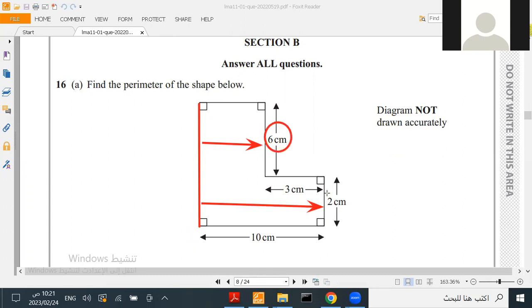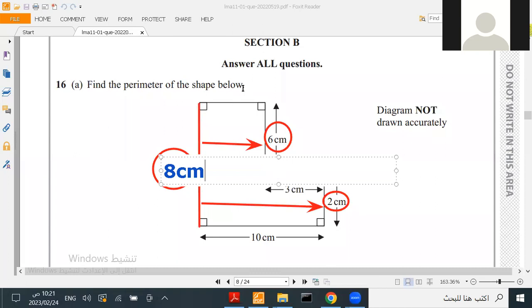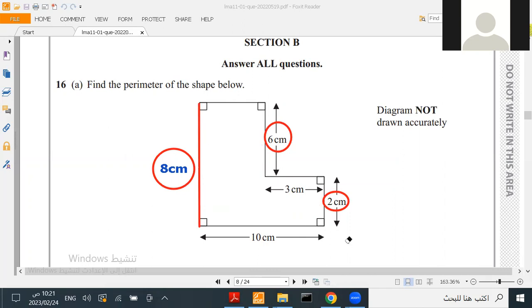So 6 and 2 will give me this side. So how much is that? That's 8. Good. 8 centimeters. I write it here. Make it smaller. Okay, so this one is 8 centimeters. Now, after finding this, let's take a look at the other one. Here I have the full 10. Okay? This one is 10.